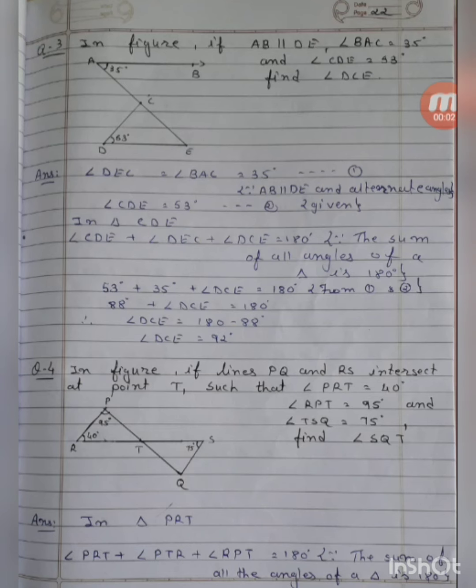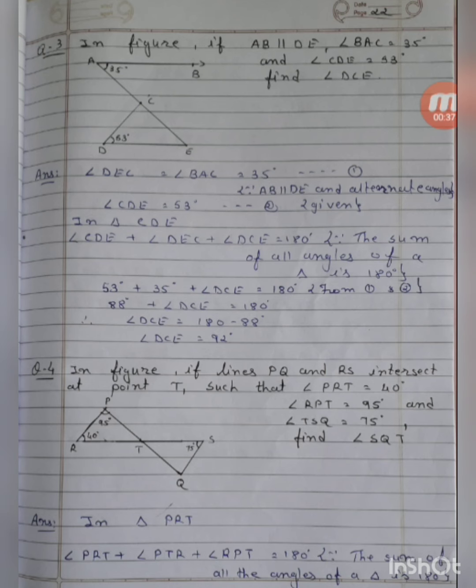In question number 4, in the figure, if lines PQ and RS intersect at a point T such that angle PRT is equal to 40 degrees, angle RPT is equal to 95 degrees and angle TSQ is equal to 75 degrees, then find the angle SQT. Here you see in the figure two triangles are triangle PRT and triangle SQT. In the first triangle PRT given you two measurements, so the third measurement we have to find easily.